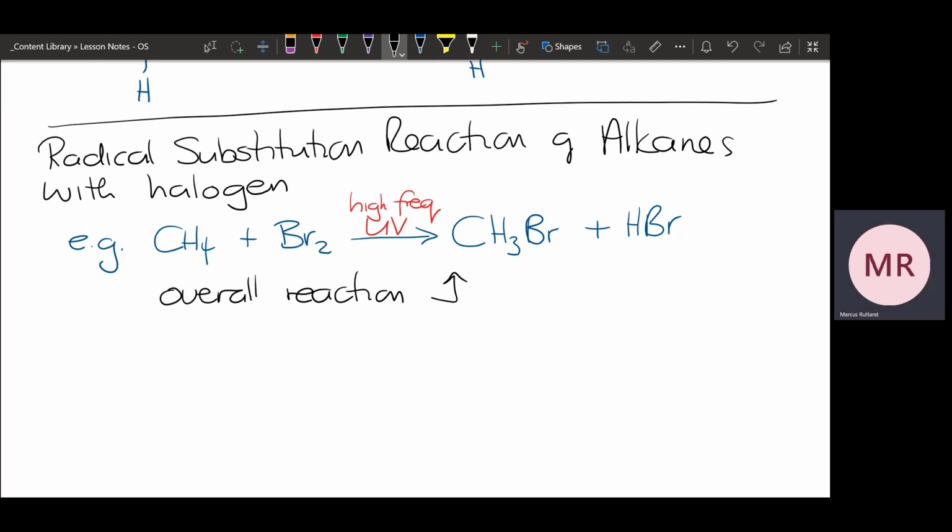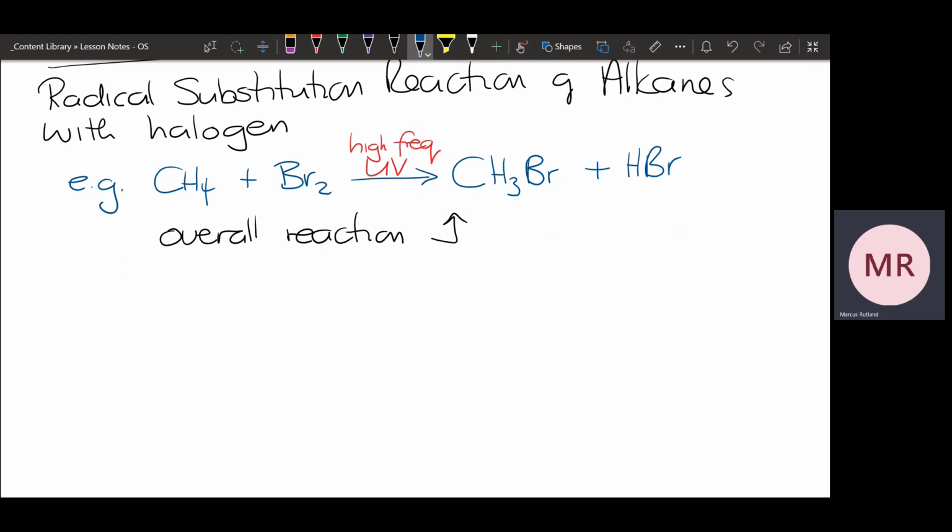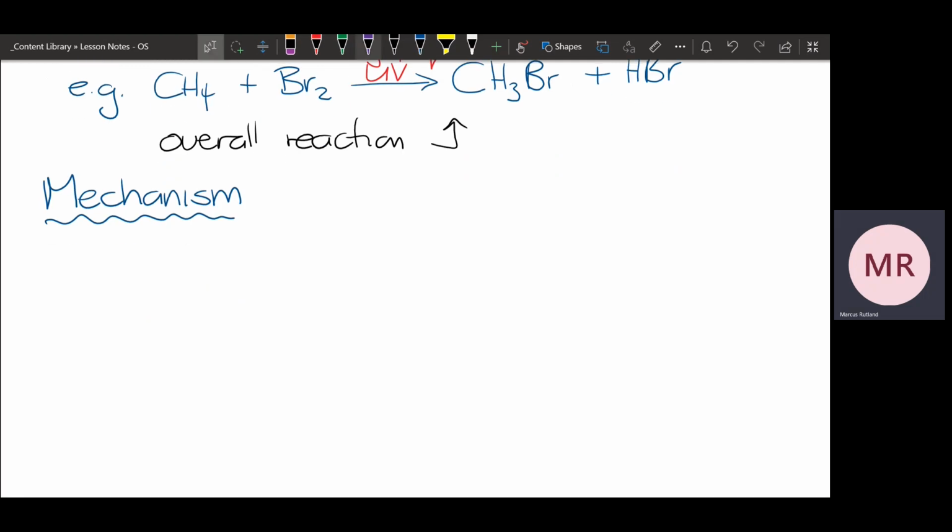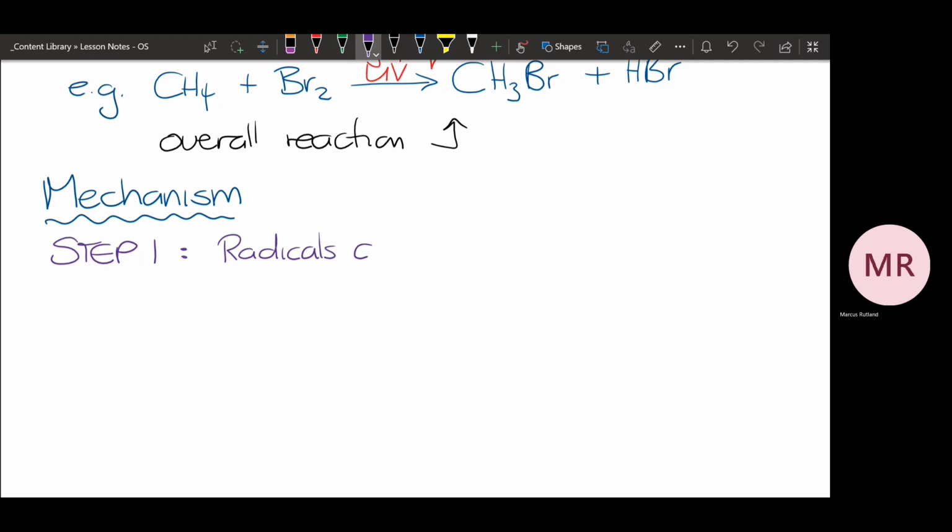But you need to know the mechanism for this reaction. This is going to take you probably a few times to get your head around, so expect to have to scan over this video a little bit. The mechanism occurs in multiple steps. So step one is a process in which radicals are made from the halogen.